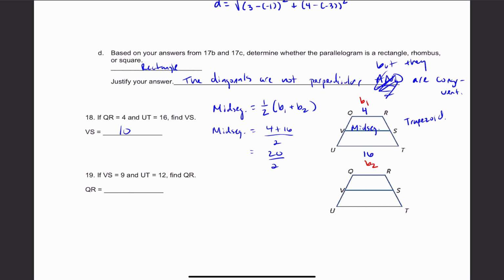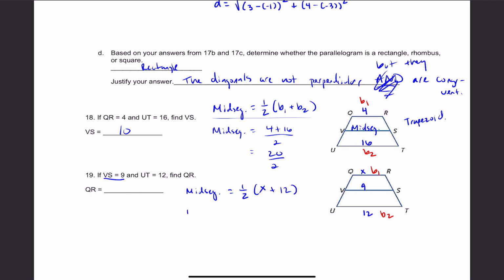But the mid-segment is VS, that's 9, and UT is 12. I have to find what X is, okay? So, again, using this formula, mid-seg is equal to 1/2 the base 1. Sorry, this is confusing. You know why? Because B2 looks like it's for QR, but it's really for UT for the first problem. So we'll call this B1 here and B2. So X is B1 plus B2, that's 12.